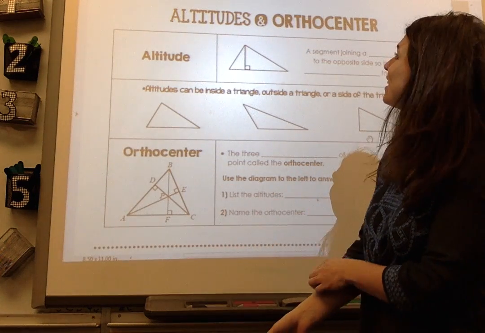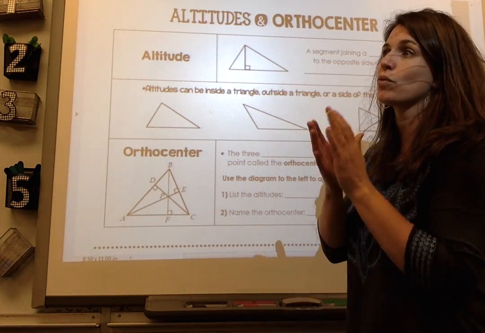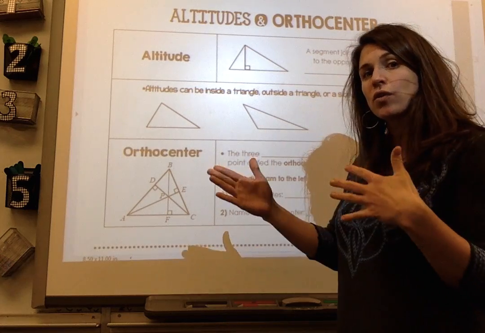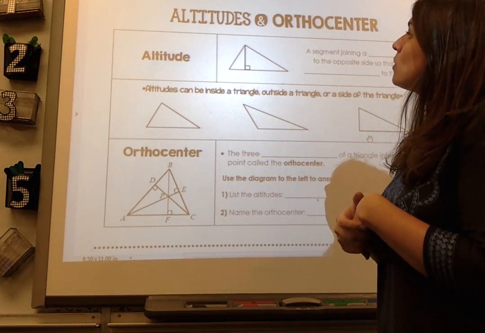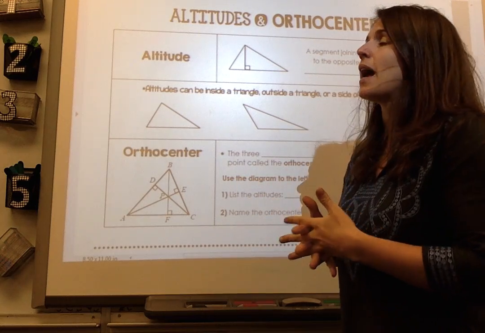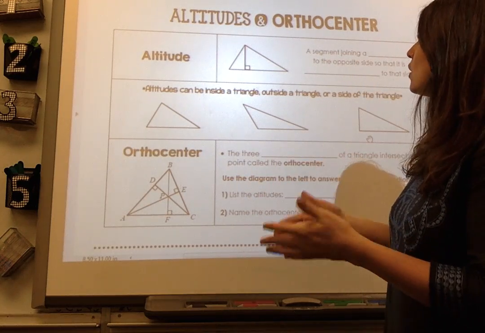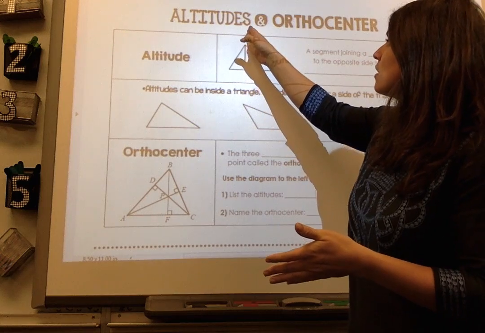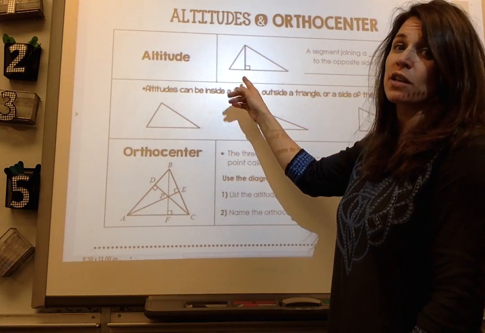Last video for the lesson is altitudes and orthocenters. So we're still continuing on to the points of concurrency. So what happens when you have altitudes? Let's remember what an altitude is. An altitude is a line drawn from the vertex straight down to make it perpendicular to the opposite side.